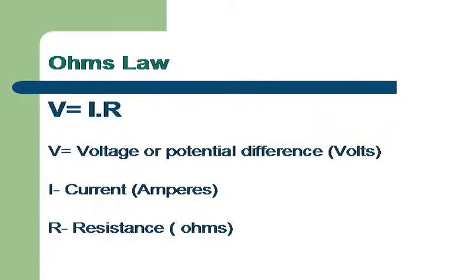What is Ohm's law? Ohm's law is generally used in electrical circuits. It states that the current through a conductor between 2 points is directly proportional to the voltage across the 2 points, and inversely proportional to the resistance between them.